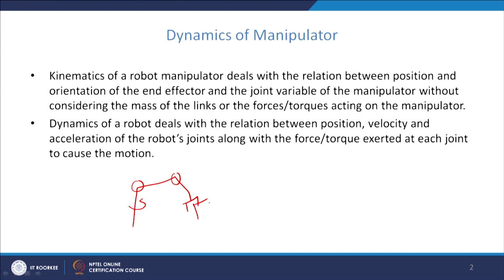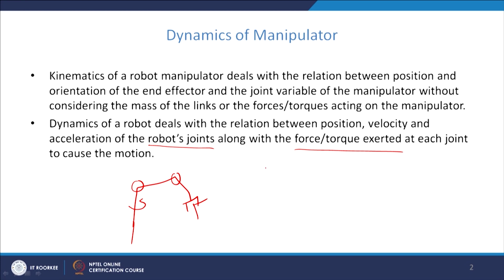relation between the position, velocity, acceleration of the robot joints and the force and torque applied on the actuators of the robot manipulators to cause a motion of the robot manipulator. So, here when we take force, torque etc., naturally we take into account the mass of various links and the acceleration etc., of the robot manipulator along with the position, orientation, velocity and acceleration of the robot joint.